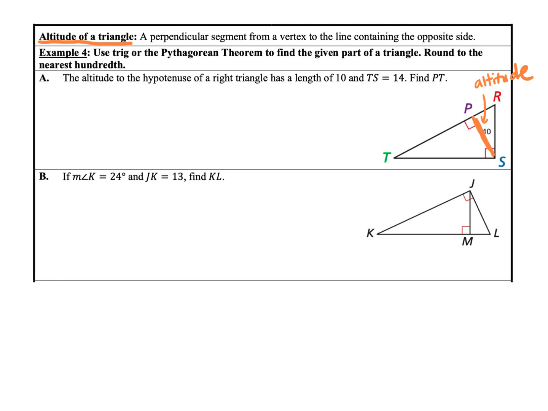In example A, we have the altitude of a hypotenuse of a right triangle has a length of 10. Notice that's already marked. And TS is equal to 14. So here's TS, 14. And we want to find PT. So I'm going to put an X.